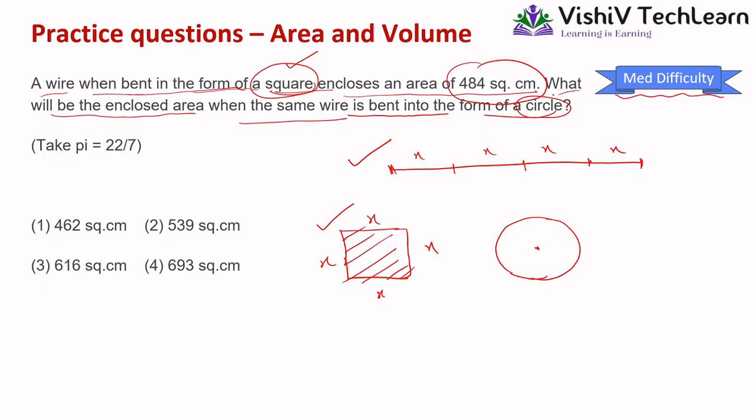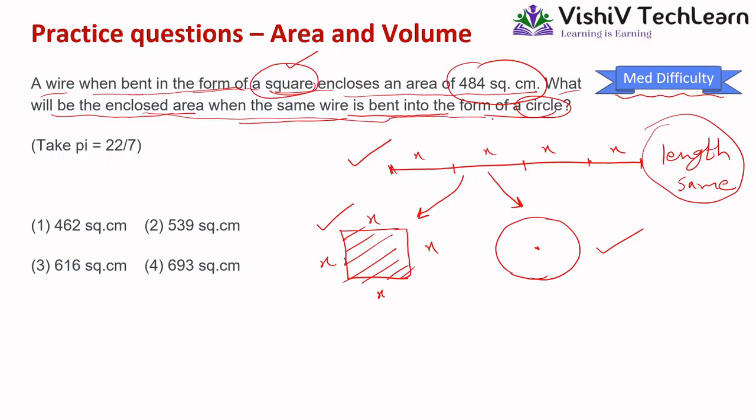So what is common? The wire is common. The same wire we are using to form a square, and the same we have used to form a circle. And if the wire is same, the length of the wire will remain the same, correct? And if the length is the same, then we can easily calculate the area of the circle, correct? Which we have to calculate. What will be the enclosed area of the same wire when it is bent into the form of a circle?